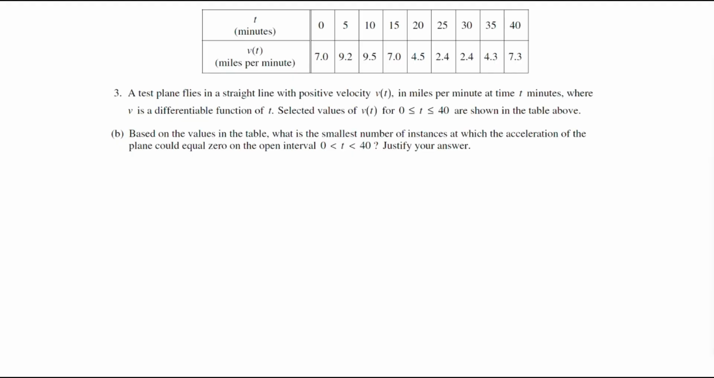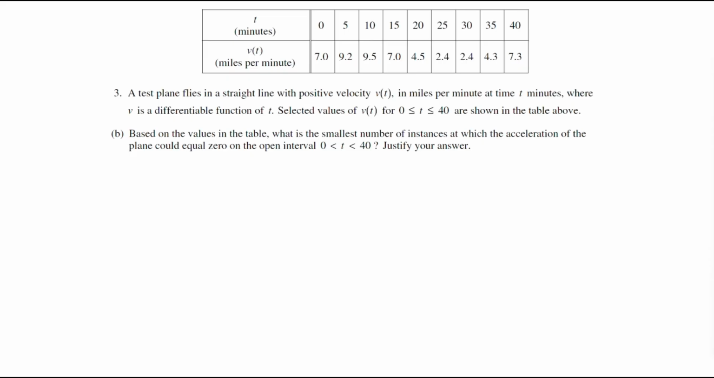In part B, it says, based on the values in the table, what is the smallest number of instances at which the acceleration could be 0? We know that acceleration is the derivative of our velocity. It can be 0 whenever our velocity function goes from increasing to decreasing, because then its derivative would have to be equal to 0, since this is a differentiable function.